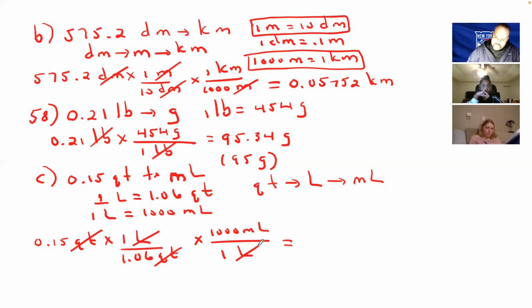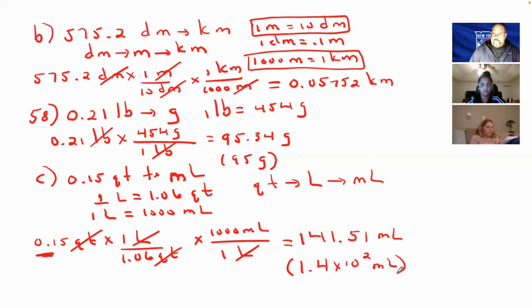So 0.15 times 1,000, and then we'll divide that by 1.06, and I come up with 141.51 milliliters. Now, again, if we were looking for significant figures, it would all be about the 0.15, which only has 2 of them. So I would actually write this answer as 1.4 times 10 to the second milliliters, because my answer would only be able to have 2 significant figures.